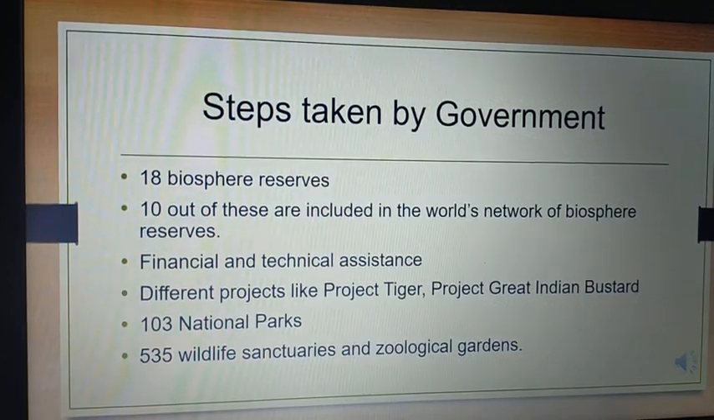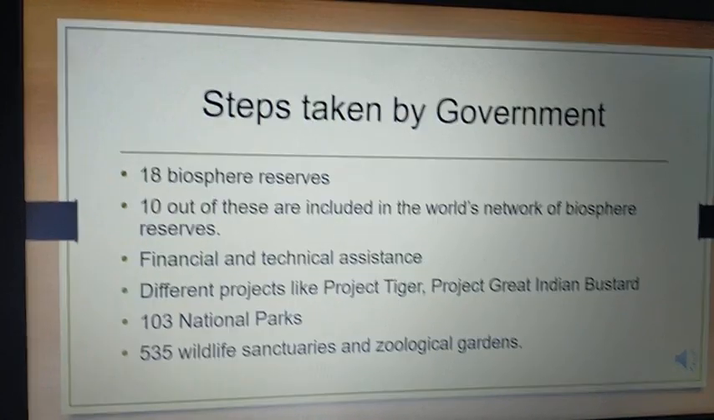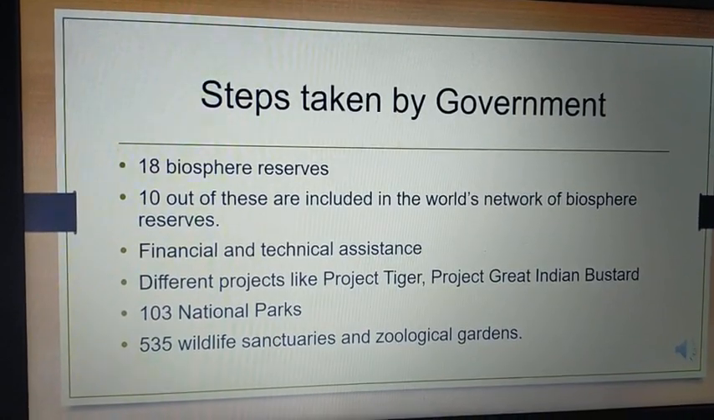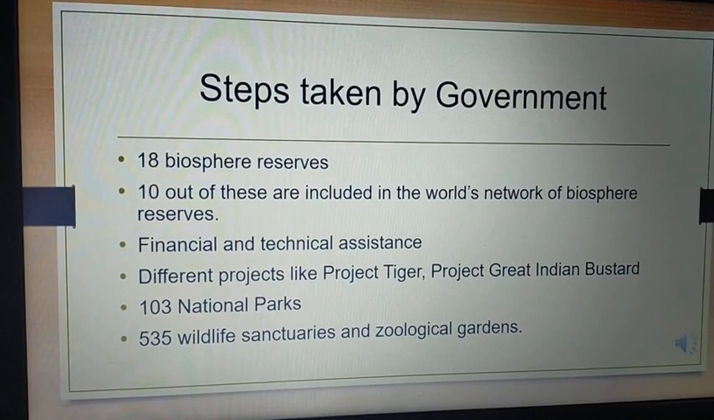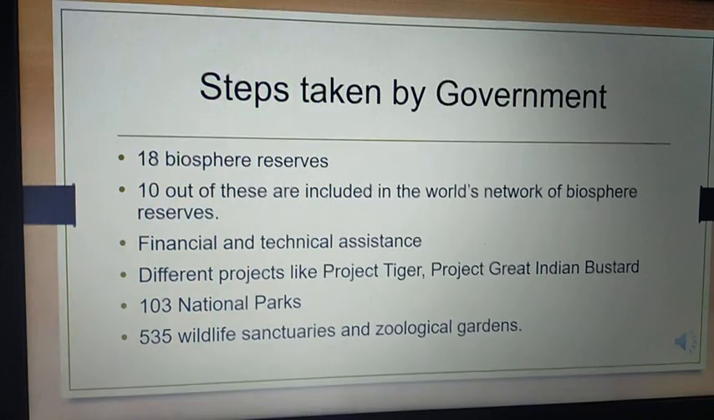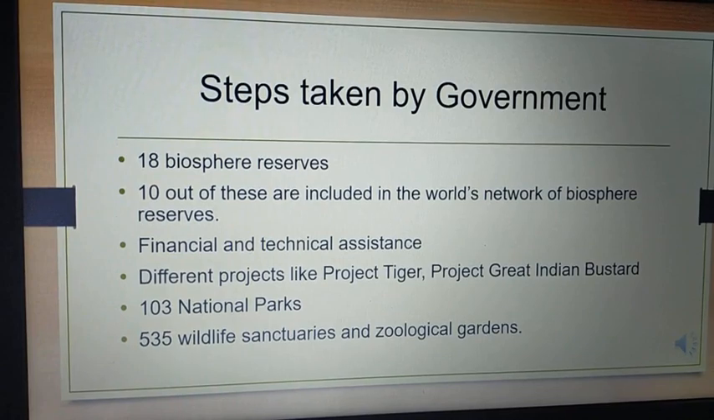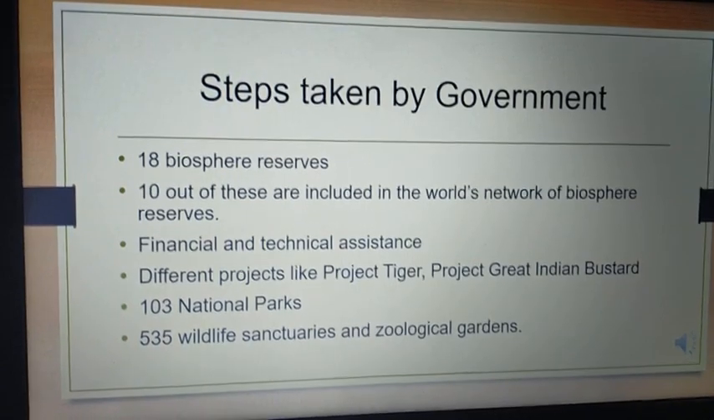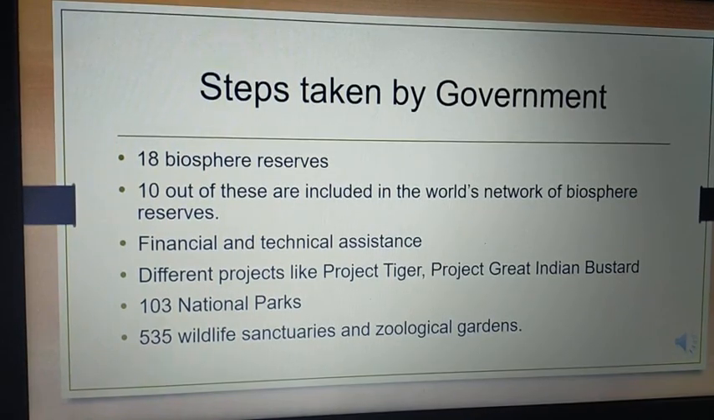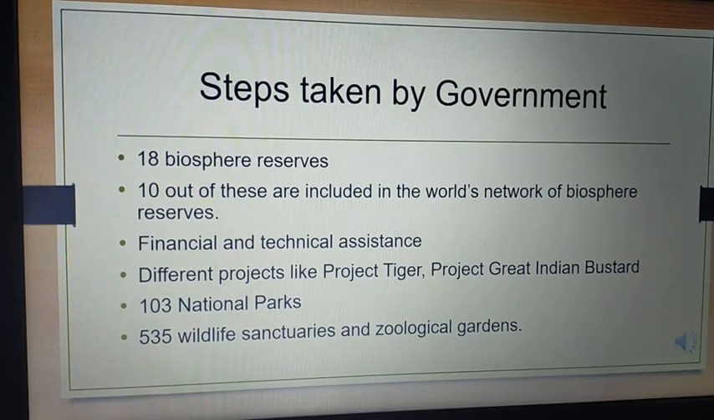The Government of India, in order to conserve the natural environment of India, has taken many steps. Some of these steps include setting up 18 biosphere reserves in the country to protect flora and fauna. Ten of these biosphere reserves, like the Sundarbans, Nanda Devi, Gulf of Mannar, the Nilgiri, Nokrek, Great Nicobar, Manas, Simlipal, Pachmarhi, and Achanakmar-Amarkantak, have been included in the world network of biosphere reserves.